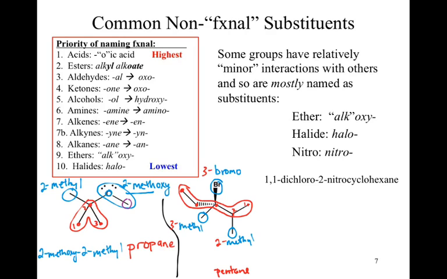Putting it all together, I would end up with, as my final name, 3-bromo, as B comes before M, 2,3-dimethylpentane. And I now have the name for that structure.